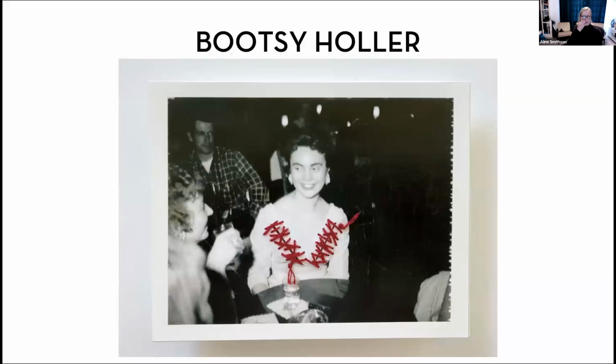Bootsy Holler is in process of working on a series called Contaminated. She grew up in Western Washington near the Hanford nuclear site, and almost everyone involved in that project got cancer, and everyone's cancer was given a price. So if you had breast cancer, you might have gotten $20,000. If you had some other cancer, you might have gotten $50,000. So she's really looking at how the government dictated what people would get for their cancers.